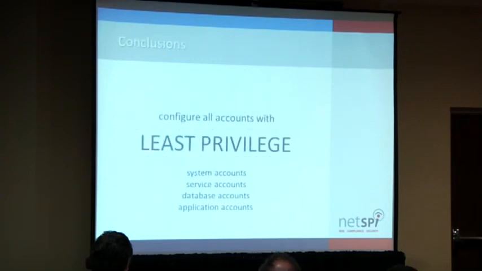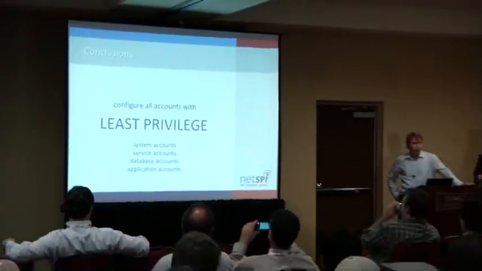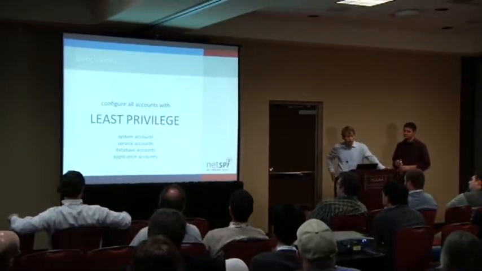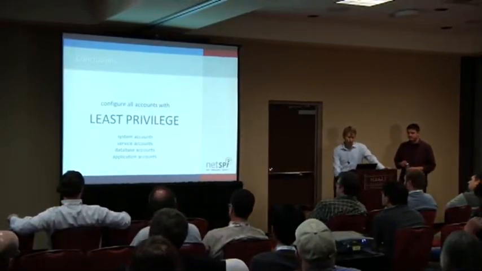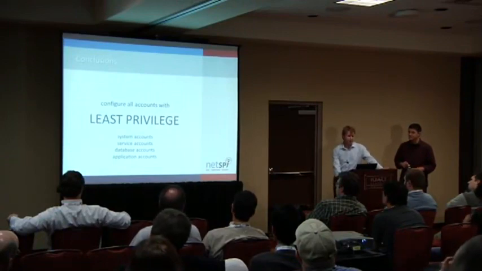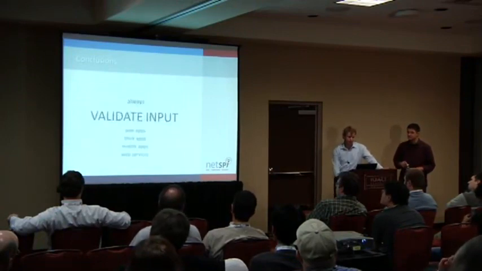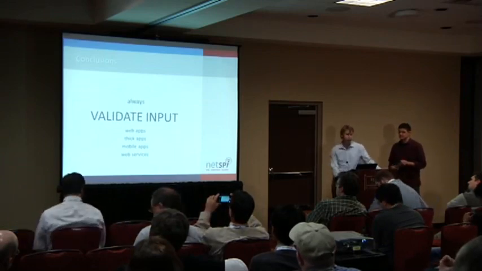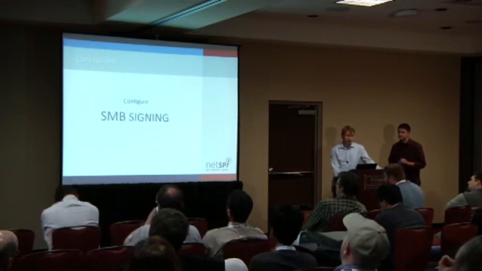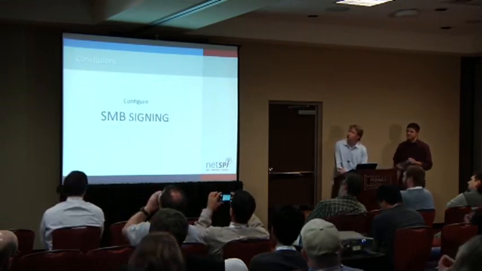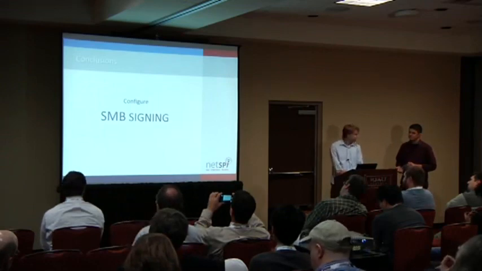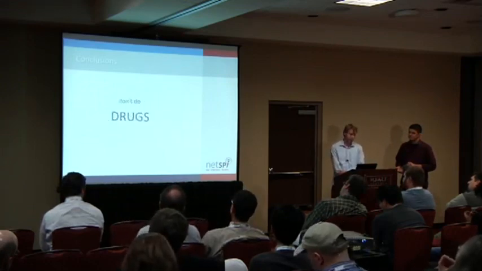A couple of conclusions quickly. Configure all accounts with least privilege. System accounts, service accounts, database accounts, application accounts, and the links as well. Because most likely, if you have excessive privileges, there's some way to bypass all the controls. Validate input: web apps, thick apps, mobile apps, web services. Configure SMB signing, that's a good mitigating control for SMB relay. So that's not possible then if you have SMB signing enabled.